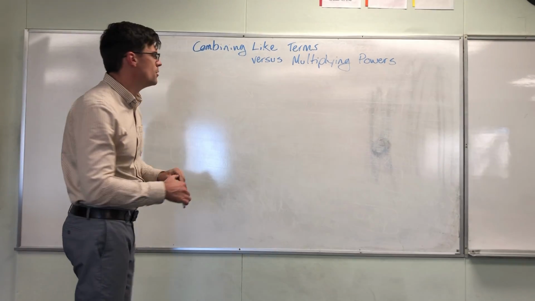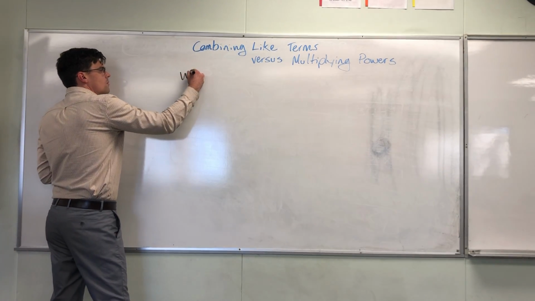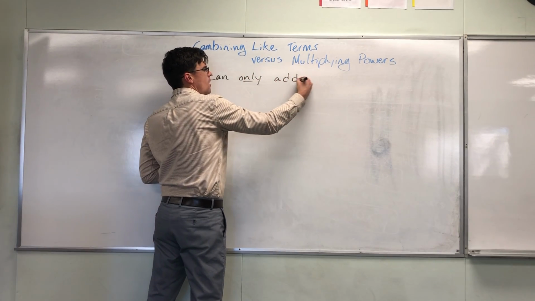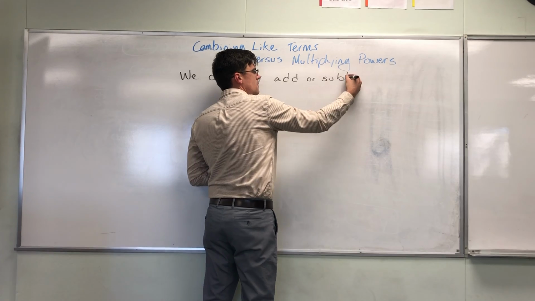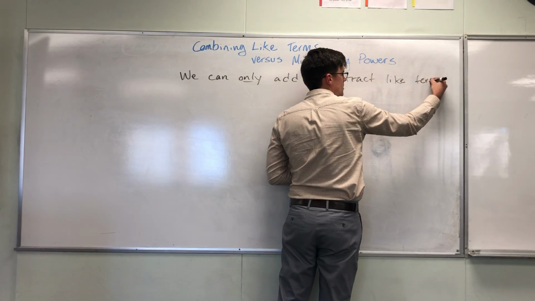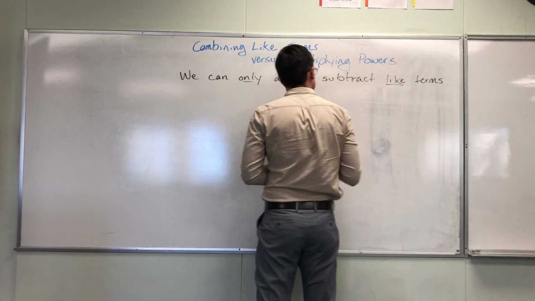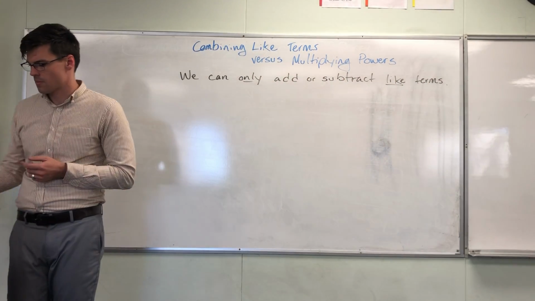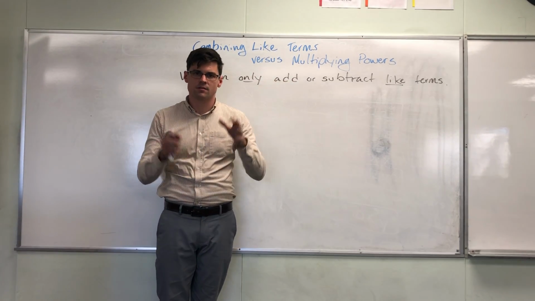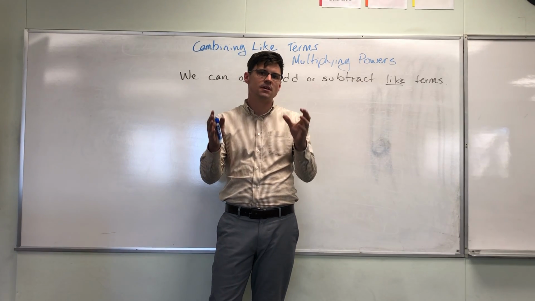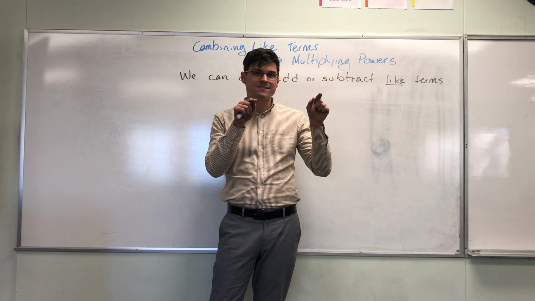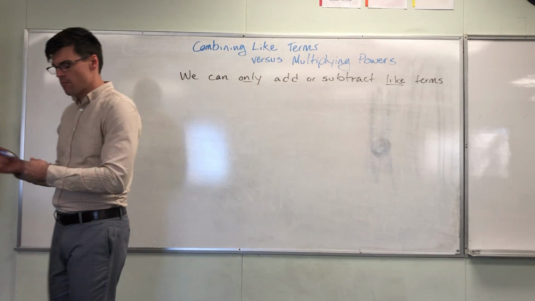So let me remind you, we can only add or subtract like terms. If you want to add or subtract two terms, they have to be like terms. They both have to have the same variable and the same exponent. So let's do an example.